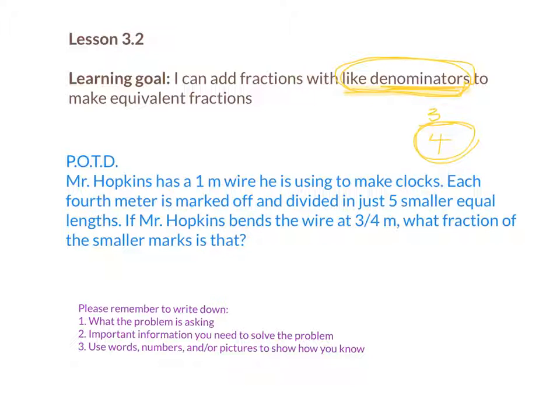Like means same. So if it says I can add fractions with like denominators, that means I can add fractions that have the same bottom number in order to make equivalent fractions. What does the word equivalent mean again? Equal or same. So the words like and equivalent, do they mean the same thing? In fact, they both mean same. So if I say equivalent denominators, does that mean the same thing as like denominators? Yeah. Very good.